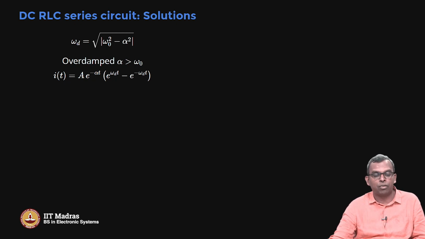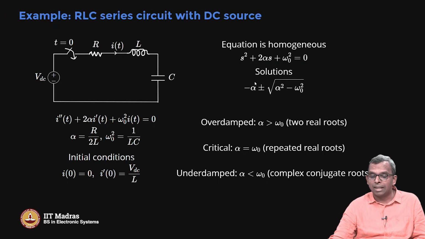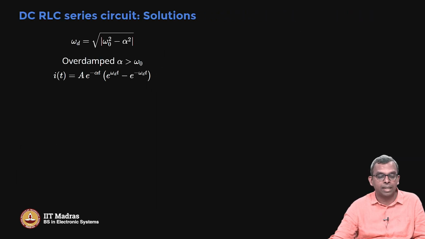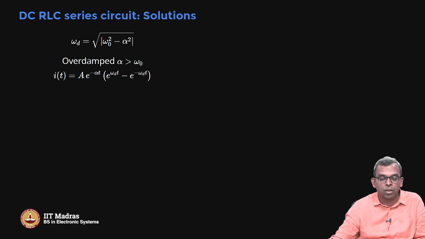If it's overdamped, alpha is greater than omega naught. We saw that there are two real roots, minus alpha plus omega d and minus alpha minus omega d. The solution is going to be i of t equals a times e power the first root. You can see I have taken e power minus alpha t common outside, and what I have inside is e power omega d t, so together that is minus alpha plus omega d, the first term here. The second term is e power minus alpha t minus omega d t. Normally, you should have two constants.